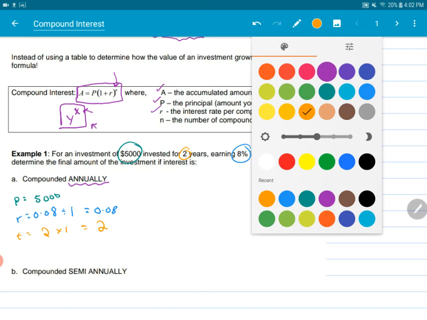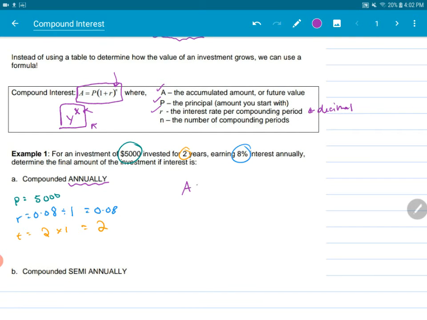All right, so we put it all together in our equation. A equals P(1 plus r) to the power of n. And we fill out the numbers that we know. So 5,000 goes in the front, 1 plus 0.08 to the power of 2. So we can actually clean up inside that bracket, put it together to get 1.08 to the power of 2.